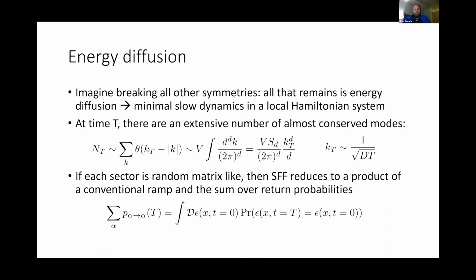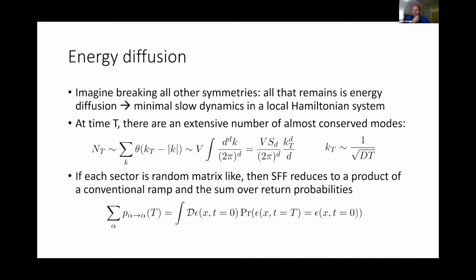So that was all very abstract. Let me bring it down a little bit more concrete. Imagine you have a Hamiltonian, a local spin chain, say. You've broken all the other symmetries except energy conservation. And so on fairly general grounds, I mean, it doesn't have to be the case.